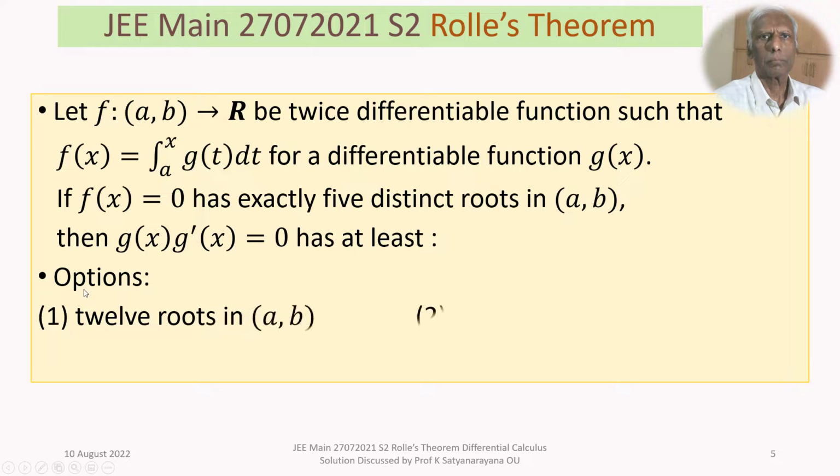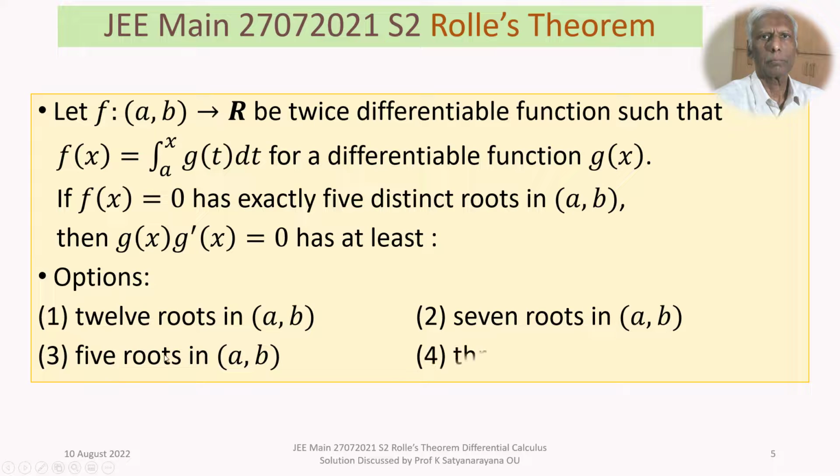are given 4 options. Option 1, 12 roots in the open interval (a, b). Option 2, 7 roots in the open interval (a, b). Option 3, 5 roots in the open interval (a, b). And option 4, 3 roots in the open interval (a, b).